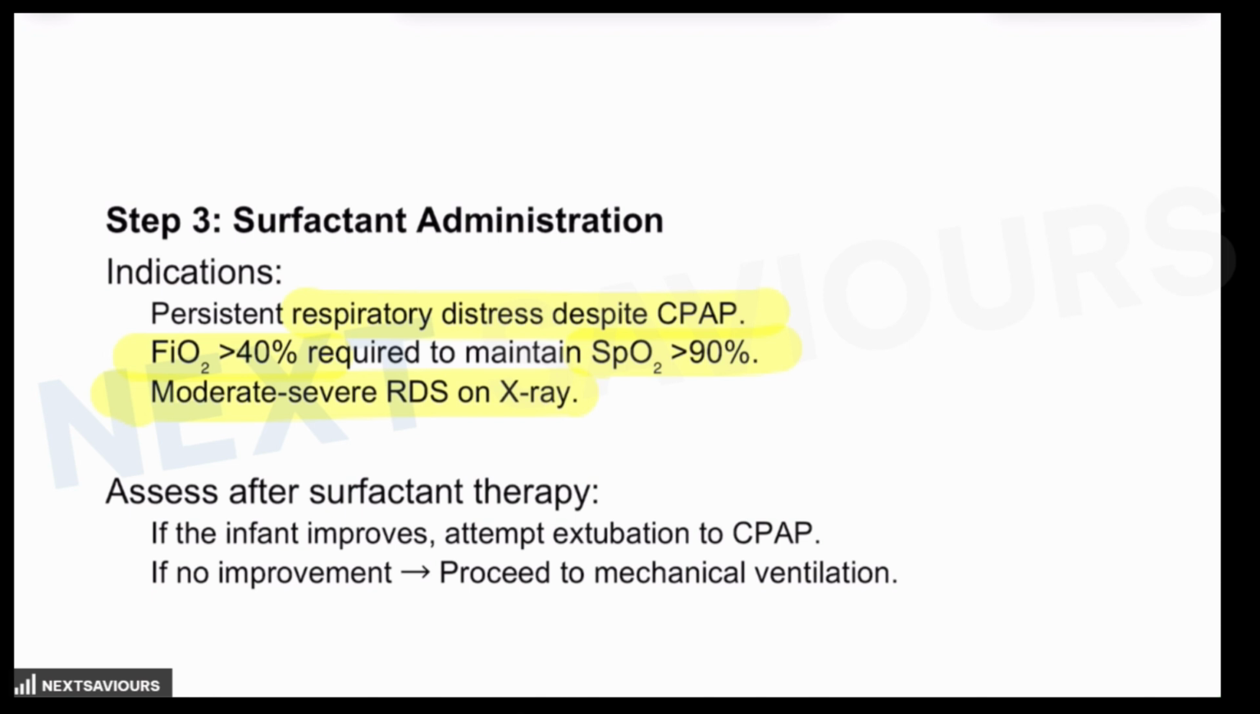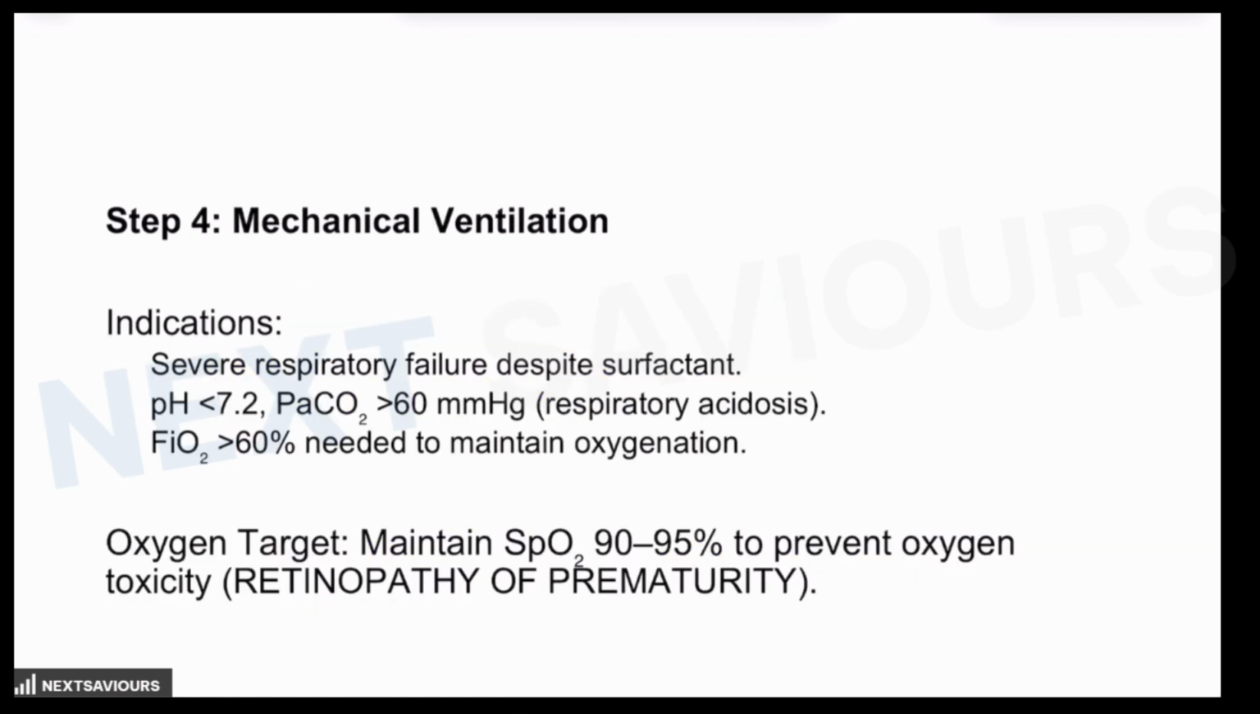Then how is it provided? You see, through the endotracheal tube in intubated neonates. In case the patient is not yet intubated, then you have to temporarily intubate it in order to provide it. And what is the role of it? It improves oxygenation, it reduces the need for the mechanical ventilation. Now, once the surfactant therapy has been given, if the infant improves, then attempt extubation to CPAP again. If there is no improvement, then in that case, you have to proceed to the mechanical ventilation.